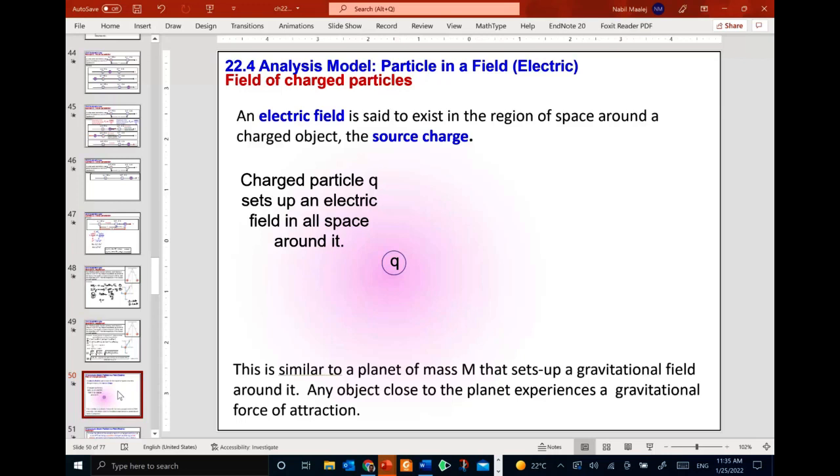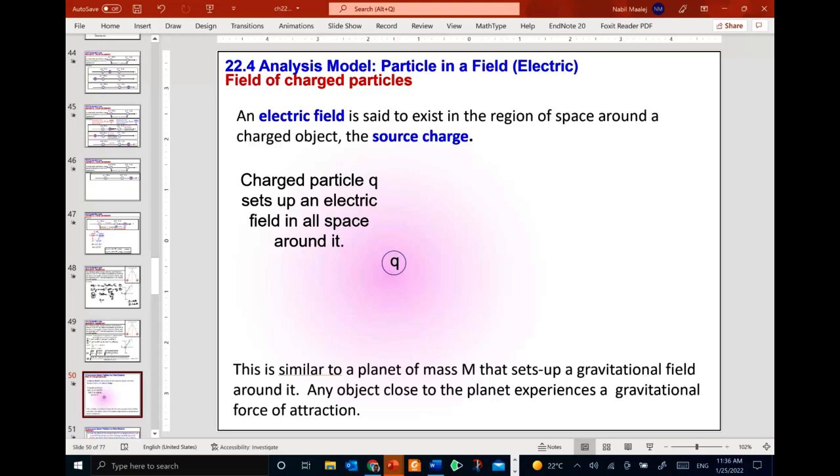Okay, so the next topic is electric field. What happens when you have a charge? The charge will actually set an electric field around it. The electric field is said to exist in the region of space around the charge, and usually we call it the source charge. It's displayed here by the purple color. This is a charge, and there is an electric field. The purple color is stronger when you get closer to the charge because the electric field is stronger.